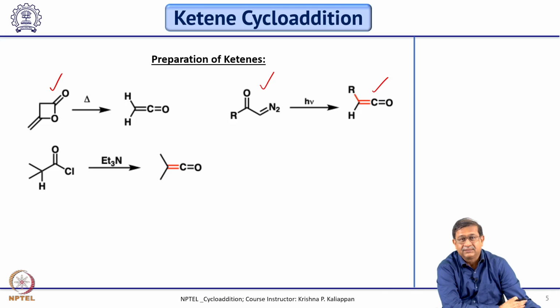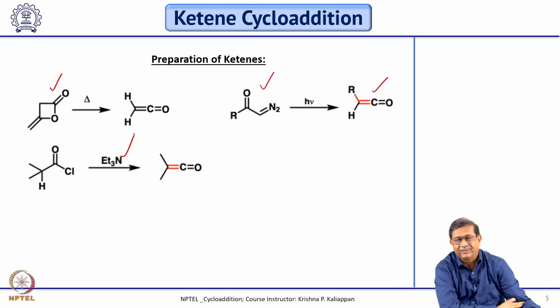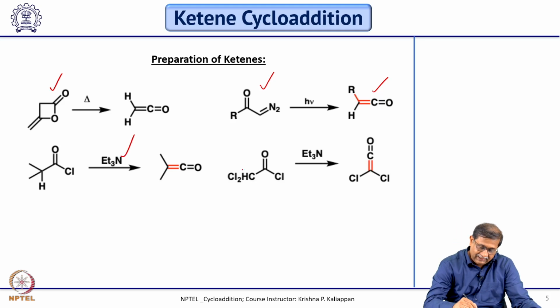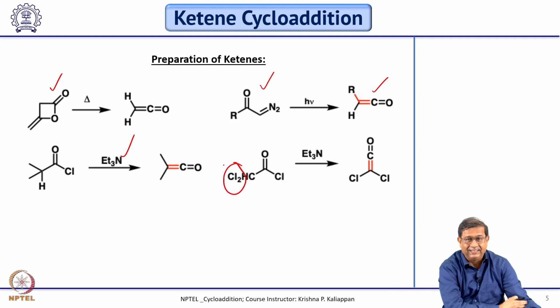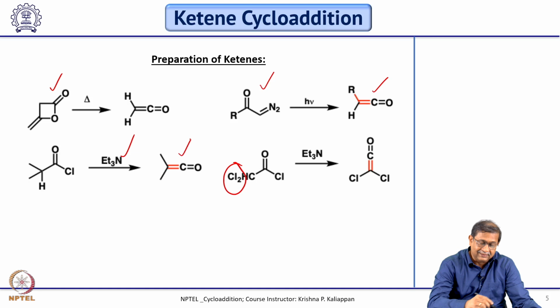And the third method is if you have an acid chloride and you treat it with mild bases like triethylamine, this can undergo elimination of HCl to generate ketene. One can do that easily if we have two chlorine atoms attached, which means that hydrogen is more acidic. So if you treat with triethylamine, it is easy to form dichloroketene, which is also more stable than this dimethyl ketene.